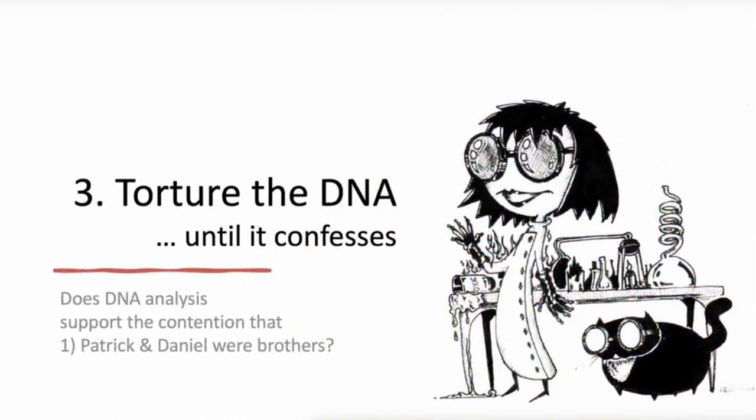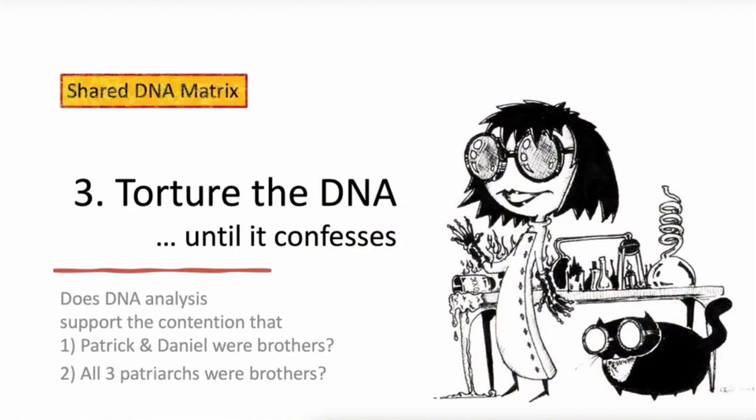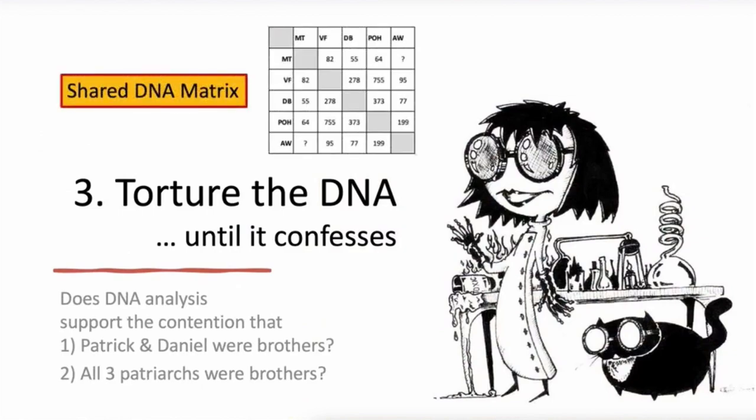And the question that I wanted to ask was, first of all, were Patrick and Daniel brothers? Because certainly everything that we'd seen so far, particularly the personal information from the one match, really pointed to the fact that they were brothers. And I also wanted to ask the question, were all 3 of these patriarchs brothers? Patrick, Daniel, and Joseph, family A, B, and C.